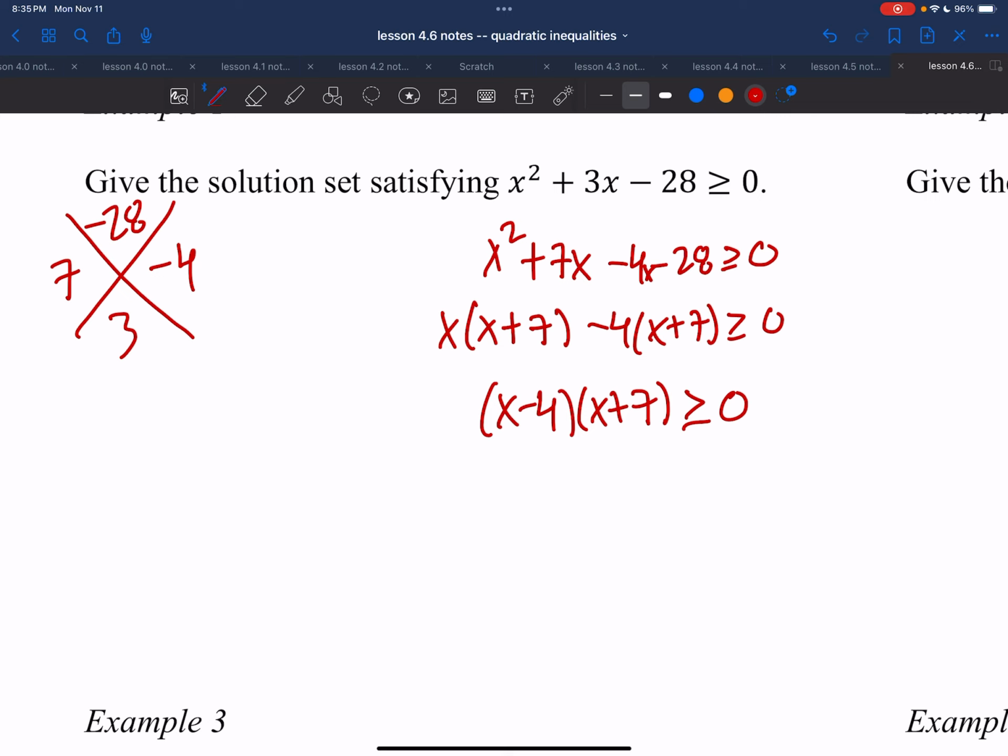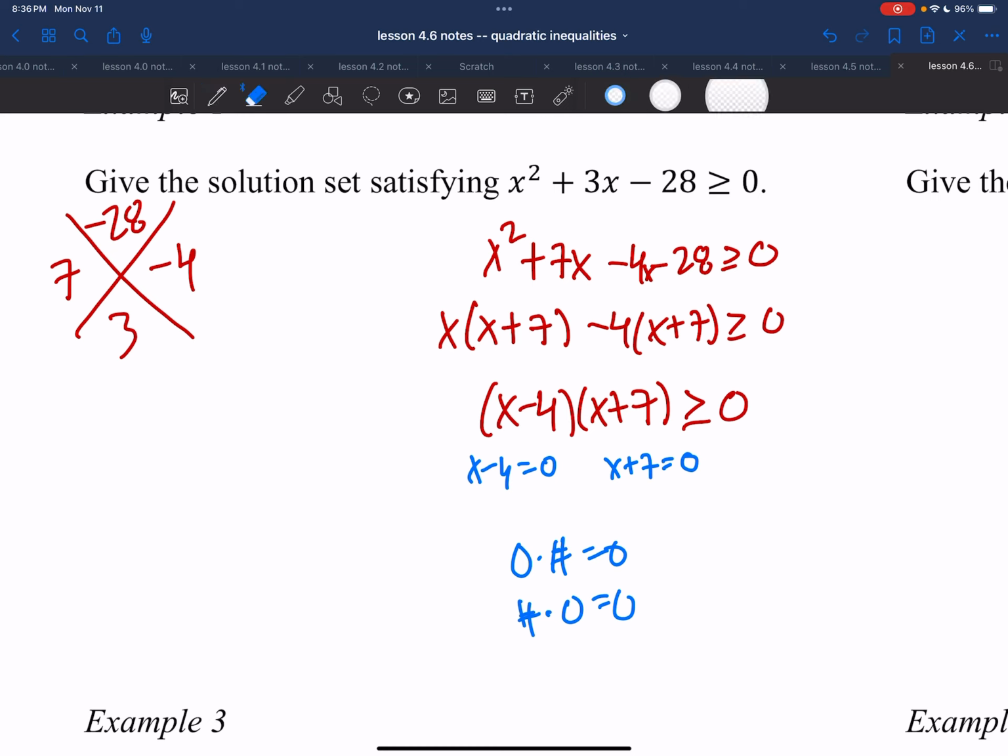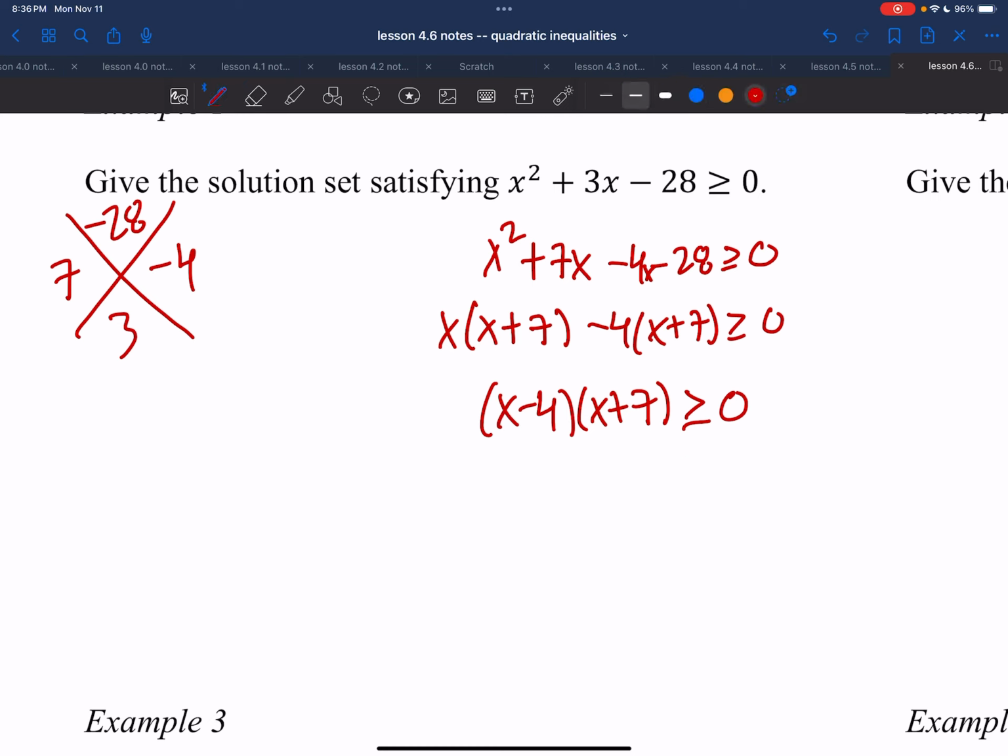I want to know where the roots are. And, of course, as a reminder, the roots are what make this equal to 0. So you say, by zero product property, if x minus 4 equals 0, then 0 times a number is 0. If x plus 7 is 0, then a number times 0 is 0. And so this will help us find our roots, right? Therefore, the solutions, or the roots to this, I should say, the roots are 4 and negative 7.